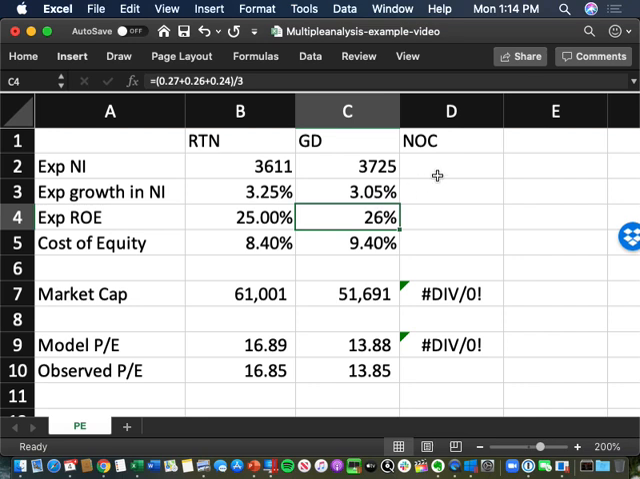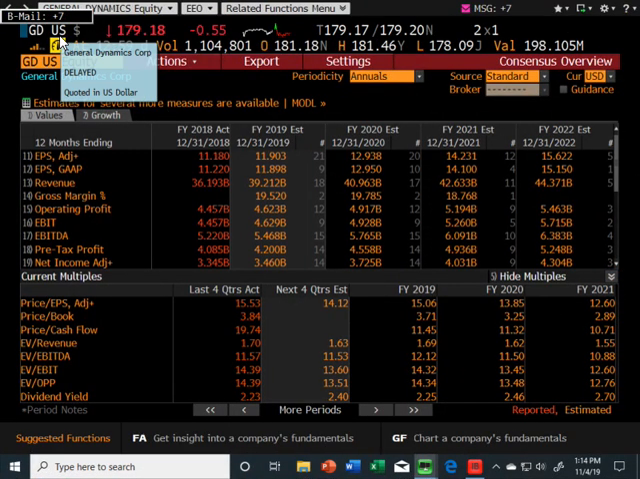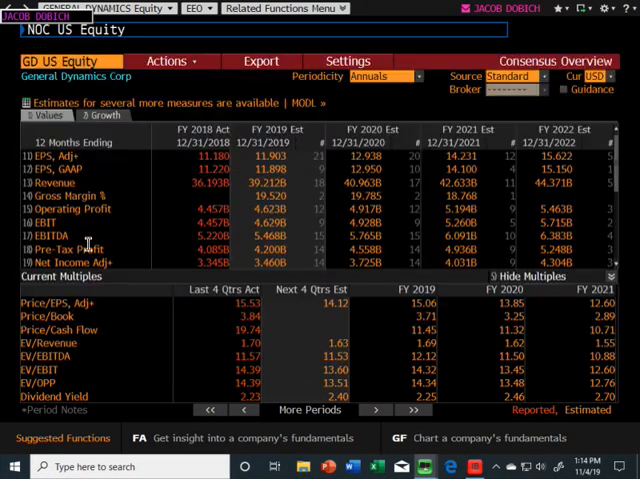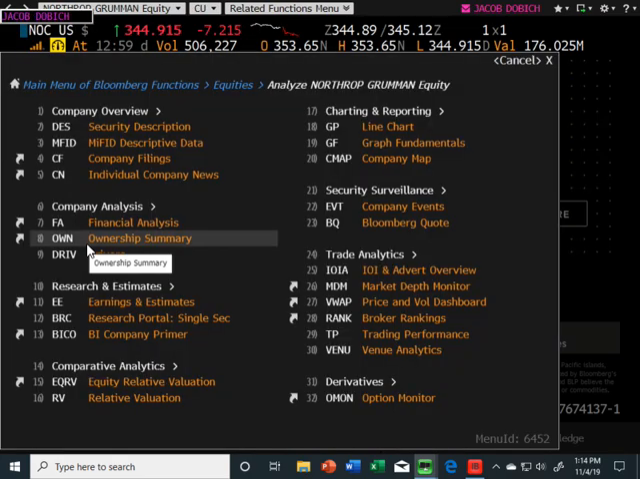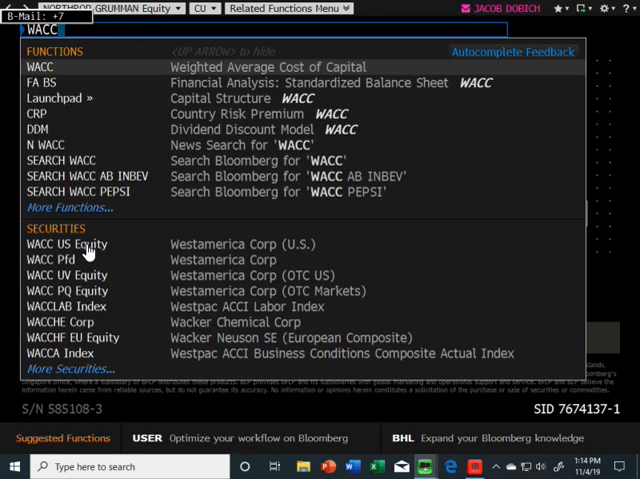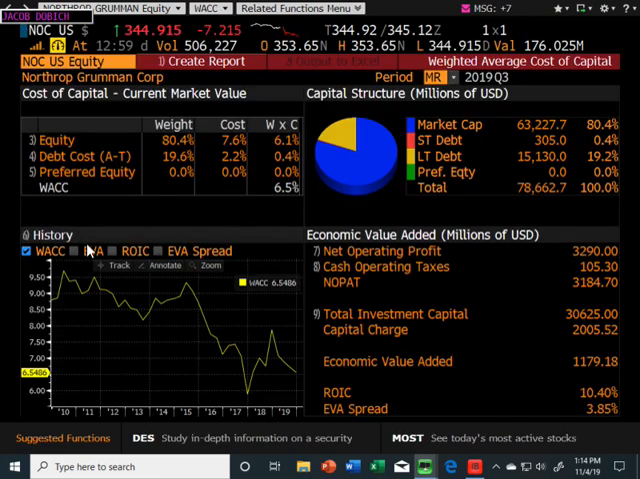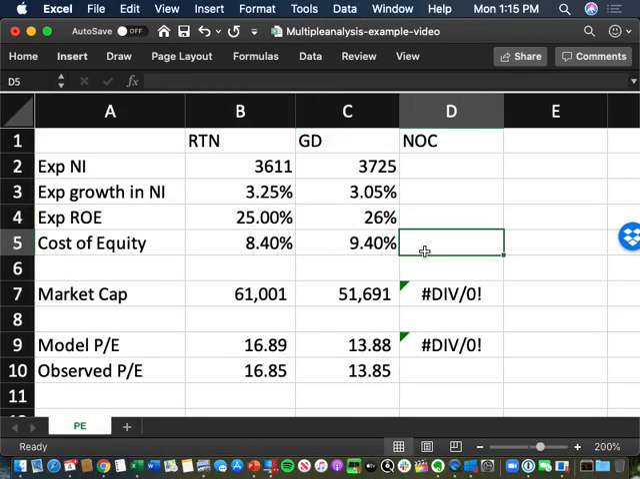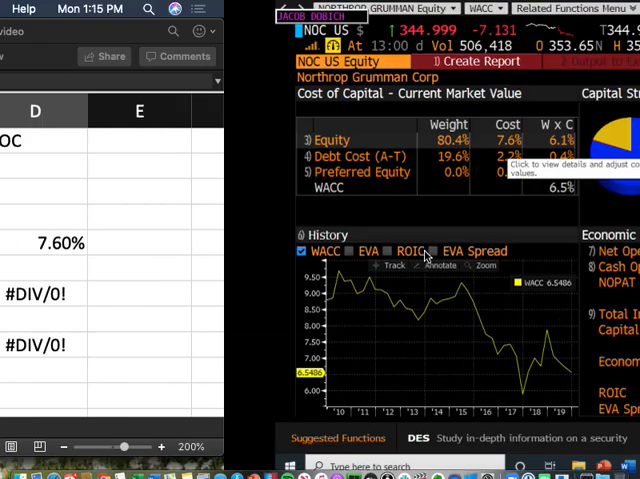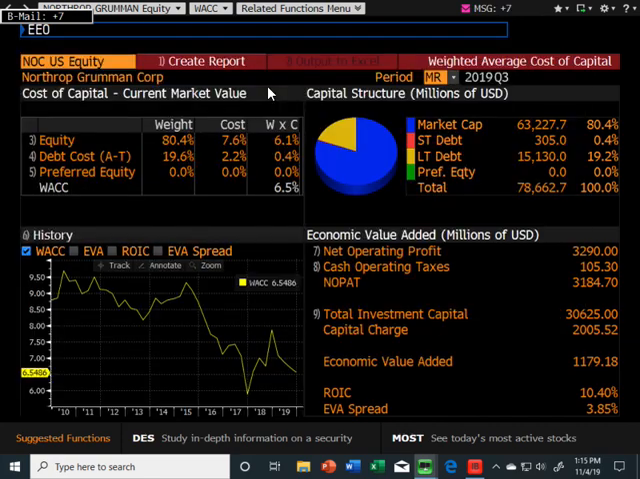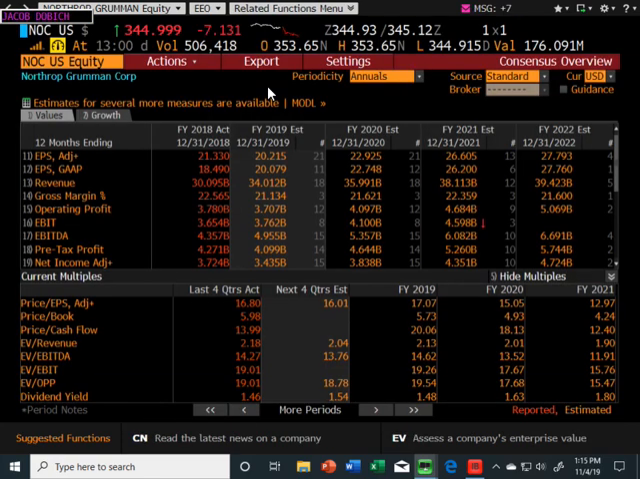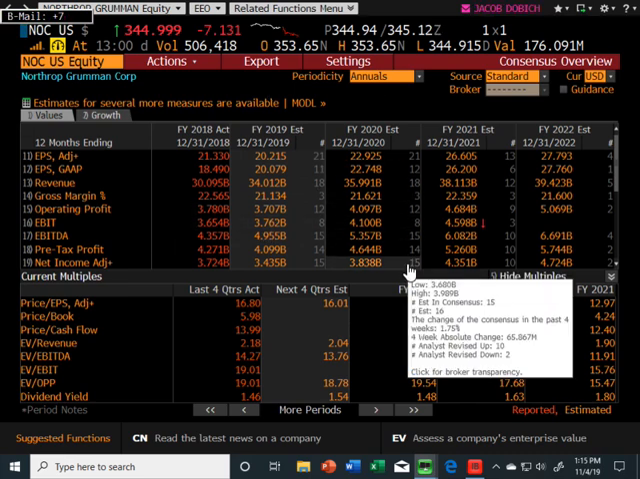Let's do Northrop Grumman. Same thing. An OC. Let's see what their cost of equity is. Cost of equity 7.6 today. Now, if I go back here, net income adjusted for second forward years, 38.38.